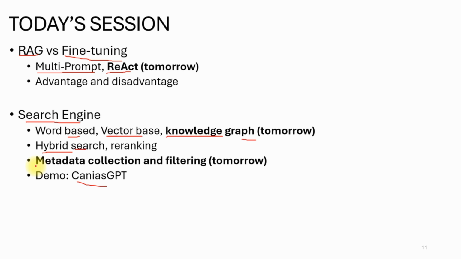And then there is metadata collection and filtering, the way we enrich our data. Instead of just depending on the entire database, we can generate more tagging, more labeling, like concept labeling. We can add more labels to our data, and it will help a lot in RAG. But I think it is better to explain tomorrow because this concept is quite long.